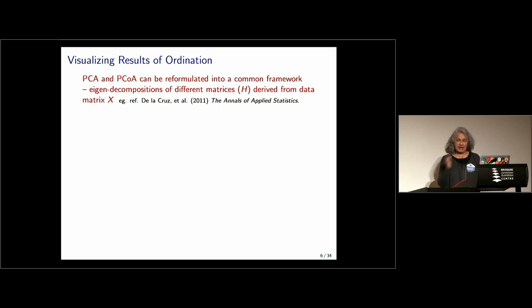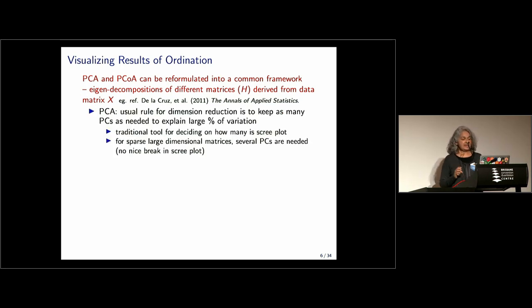So we went back and looked at the ordination literature. Basically, you have the original data matrix, and it's transformed in some way to get a matrix that we're calling H, which is then eigen decomposed. The roots to H depend on the method you're going to use, but ultimately it's an eigen decomposition. And for PCA, for instance, the traditional tool is to look at a Scree plot.